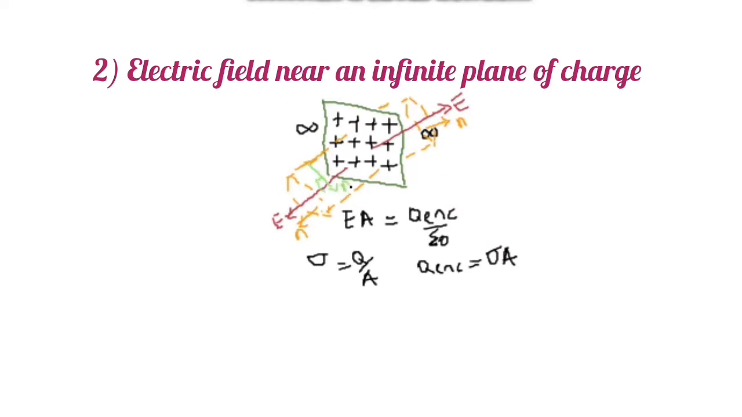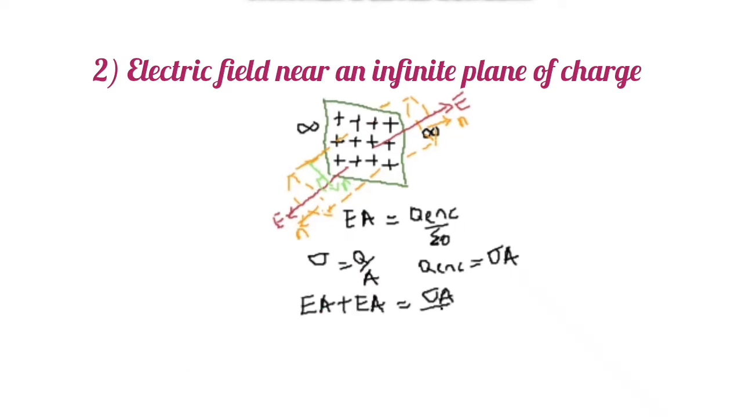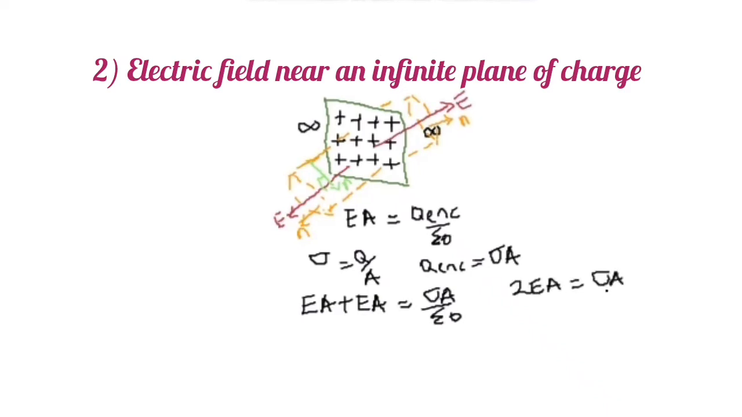The flux through the 2 circular bases is going to be EA plus EA equal to sigma A over epsilon naught. 2EA is equal to sigma A over epsilon naught. The A's cancel out. 2E is equal to sigma over epsilon naught. E is equal to sigma over 2 epsilon naught.